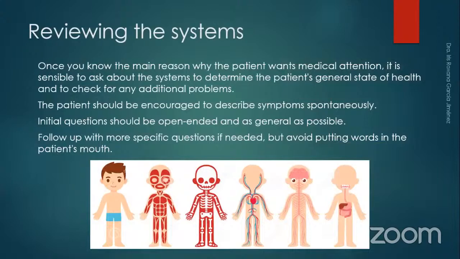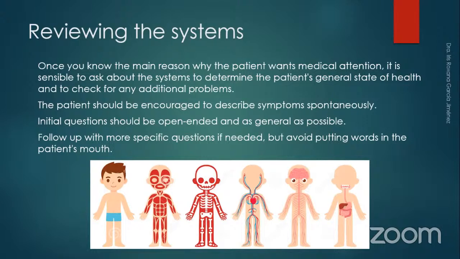About the review of systems, we have this chance to take into account, because we have to consider that they are personal questions, right? Once you know the main reason why the patient wants medical attention, it's sensible to ask about the systems to determine the patient's general state of health or general condition, and to check for any additional problems. Sometimes they go because of a reason, and then it suddenly changes because of the findings we have, okay?